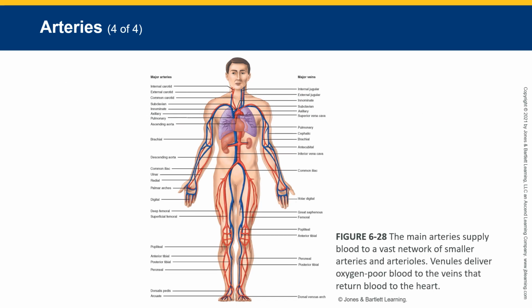Here are your different blood vessels and arteries in the body. There are lots of them. You don't need to know them all, but you can see that they are paired. So if you have something like a femoral artery, you probably have a femoral vein that runs right next to it.